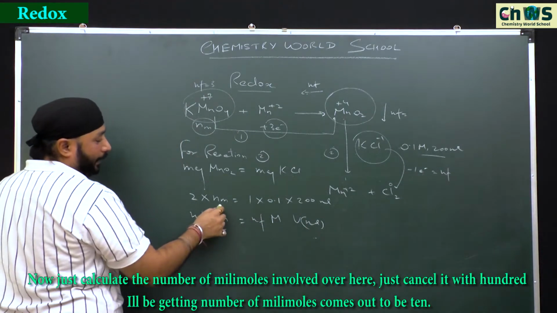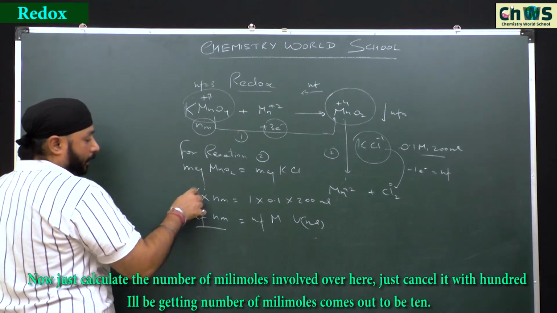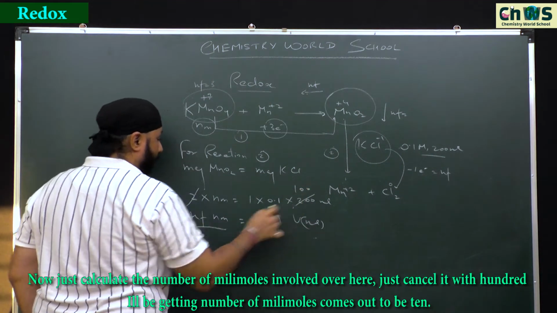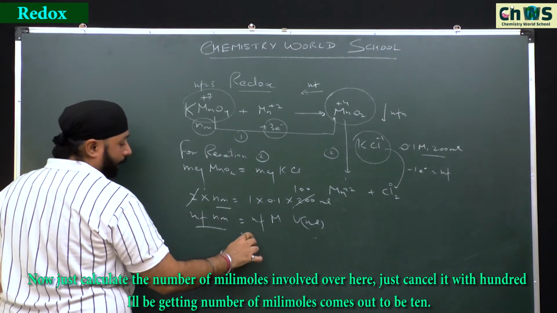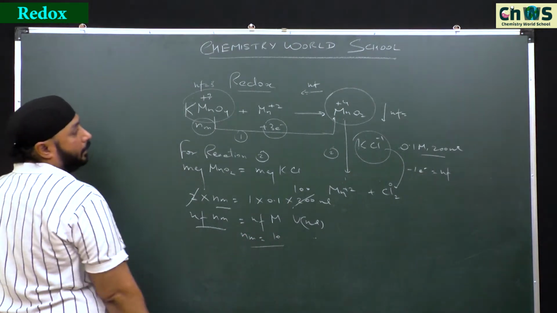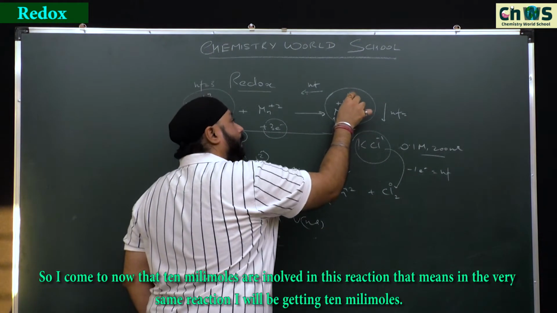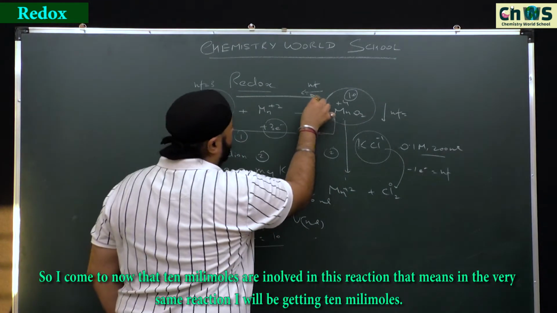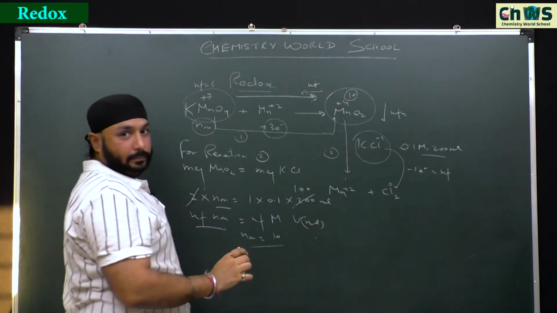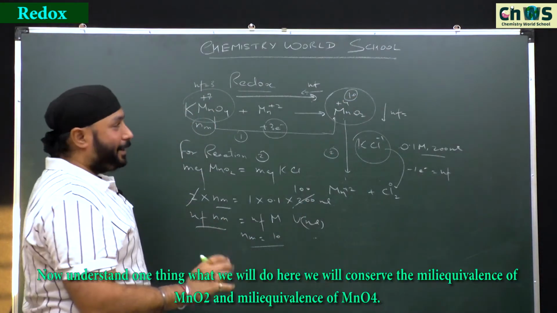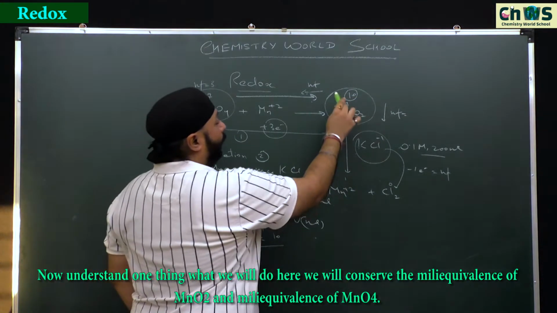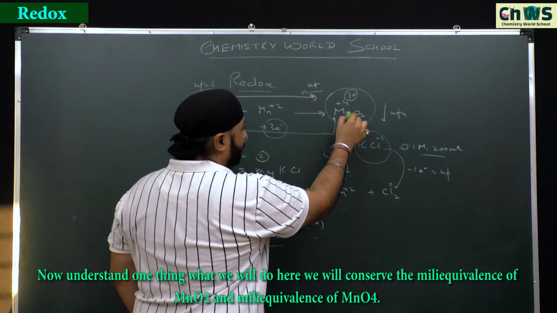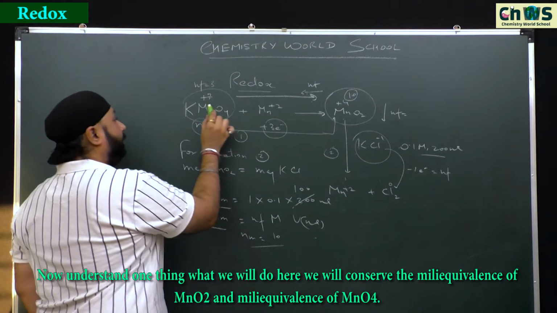Now just calculate the number of millimoles involved. Cancel it with 100, and the number of millimoles comes out to be 10. So I come to know that 10 millimoles are involved in this reaction, which means in the very same reaction I'll be getting 10 millimoles. Now understand one thing: what we will do here is conserve the milliequivalents of MnO2 and milliequivalents of MnO4.